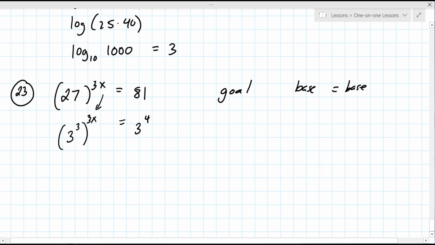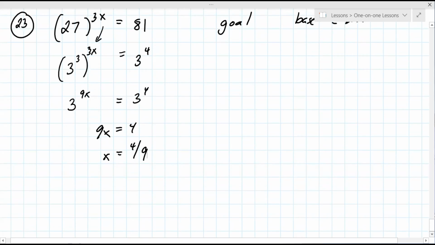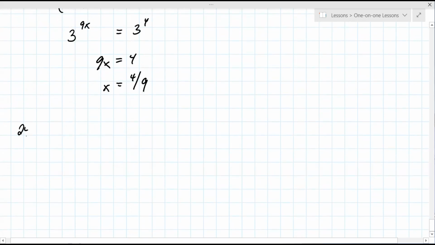Okay, so when you have an exponent to an exponent, you can multiply. That's 3 to the 9x equals 3 to the 4. And so you set 9x equal to 4, and then solve: x equals 4 over 9. That is the only one where you can set the bases equal. The next one requires you to do something totally different. That's just the way it goes.